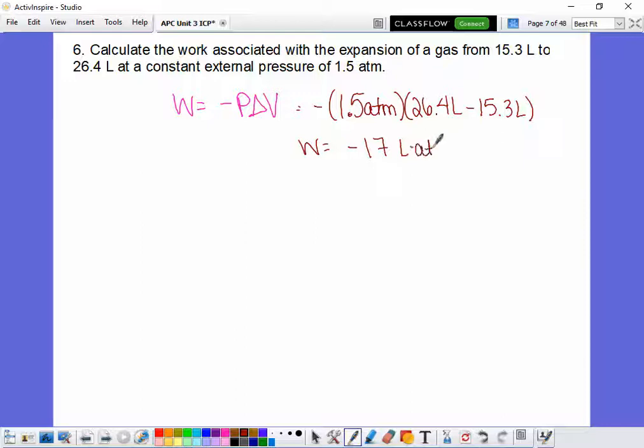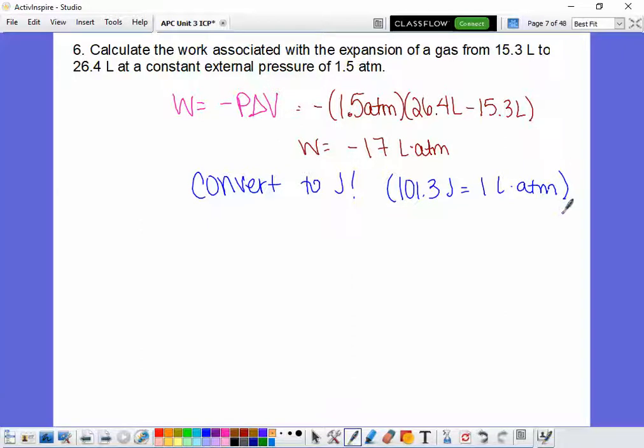And that's liter atmosphere. But now let's convert this to joules. The conversion is 101.3 joules equals 1 liter atmosphere. Okay, that's that conversion there. So to convert negative 17 liter atmosphere to joules, I'm just going to multiply by 101.3.